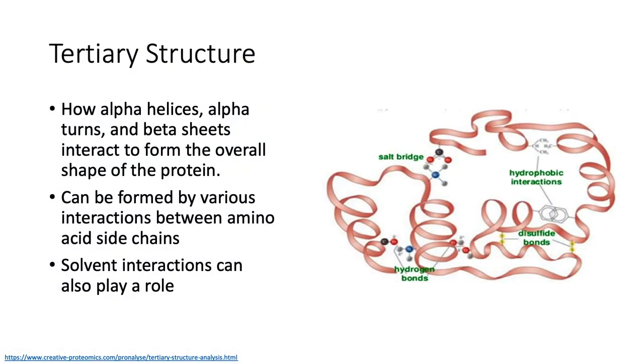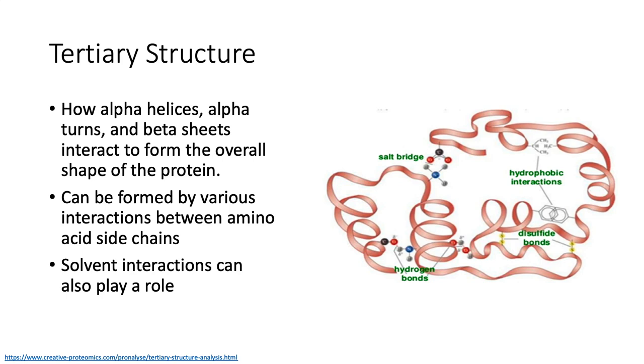And then you have these ribbon structures where you can see sort of the alpha helices and maybe some beta sheets over here, and it shows some different features of the structure of a protein. But the tertiary structure is how all of the elements of the secondary structure interact to form the overall shape of the protein. And it can be formed by various interactions.